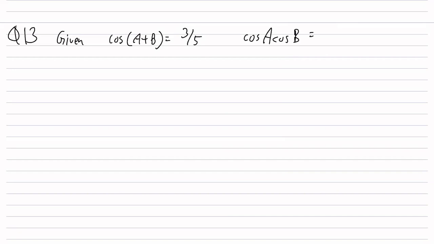Question 13 gives us the following. Given cosine A plus B equals 3/5, and then you have cos A cos B is, what is it? 7/10. Both A and B are acute angles. Is that relevant? I don't know. Find the value of tangent A tangent B.